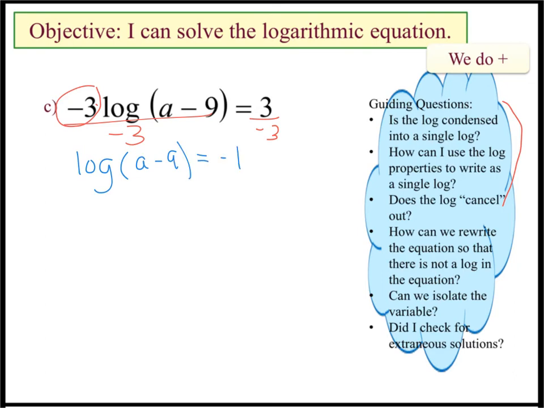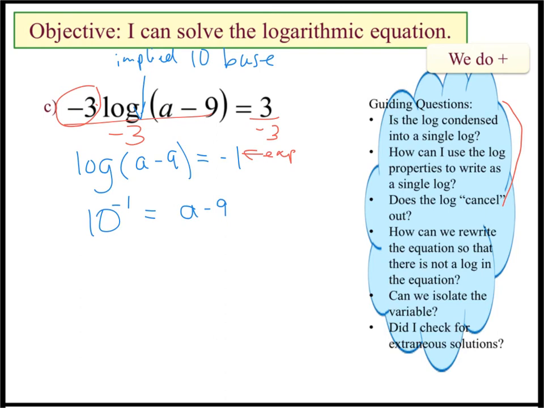And now if you hadn't noticed, that log doesn't have a base written there, but actually there is a base. It's just implied 10 for the base. So anytime we don't have a number written there, it's 10. We just know that it's 10. So rearranging this into an exponential equation, we would get 10 as our base, negative 1 is our exponent, so I can put that there, and that's going to be equal to a minus 9.